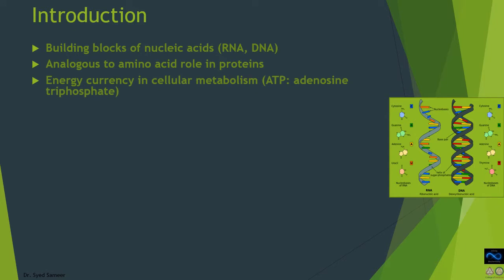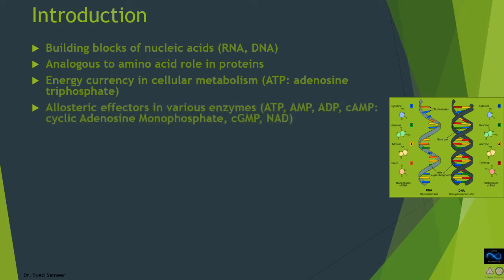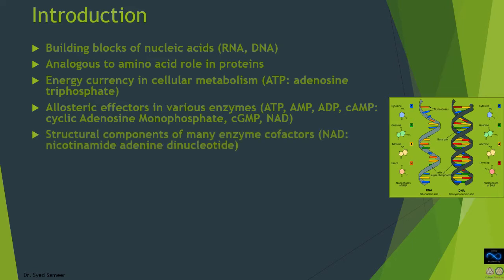Further, there are certain mononucleotides which serve as energy currency, like ATP as well as GTP. Some are allosteric effectors needed for the functioning of enzymes, like ATP, GTP, cGMP, or cyclic AMP. Similarly, they make up certain cofactors like NAD, nicotinamide adenine dinucleotide. They can function as oxido-reducing agents as well.